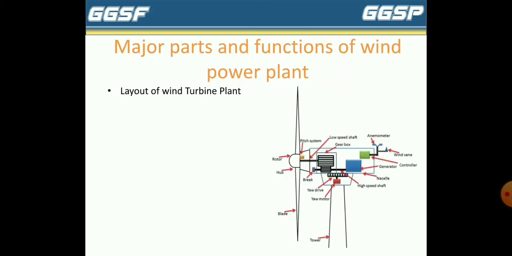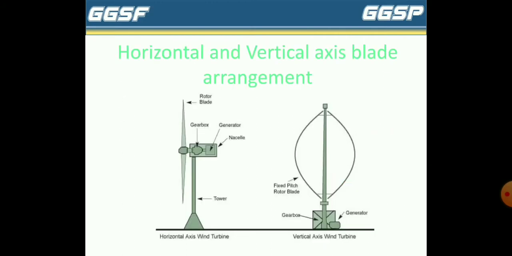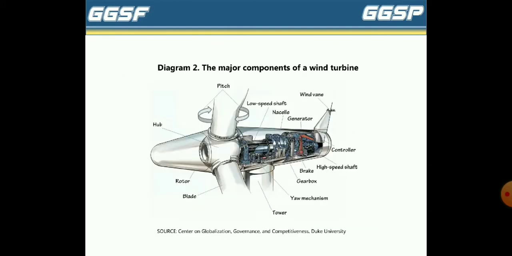Here is a layout of a wind turbine. Here is an arrangement of vertical and horizontal axis wind turbines. Here is inside the nacelle, what are the components: hub, pitch, etc.